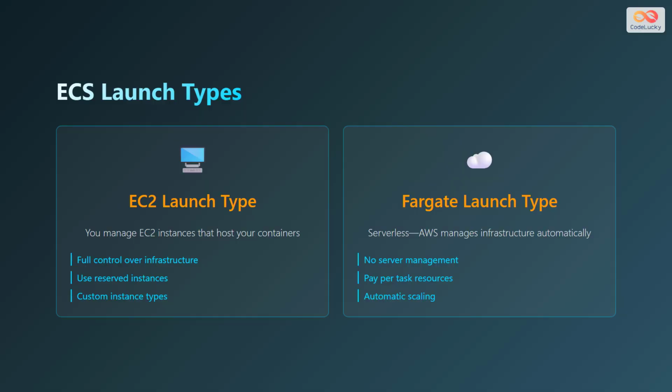ECS supports 2 launch types. The EC2 launch type means you manage EC2 instances that host your containers. This gives you full control over infrastructure, lets you use reserved instances for cost savings, and allows custom instance types. The Fargate launch type is serverless, where AWS manages the infrastructure automatically. With Fargate, there's no server management required, you pay per task resources, and scaling happens automatically.